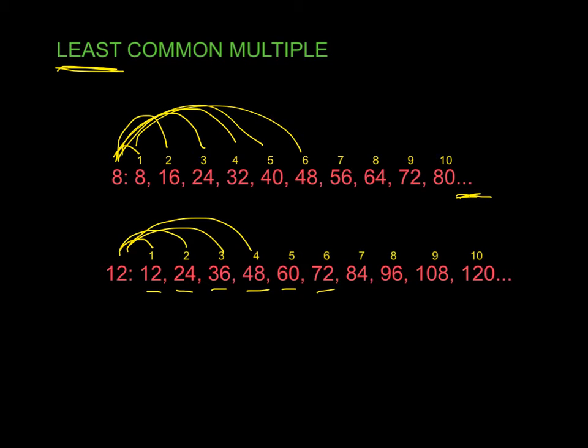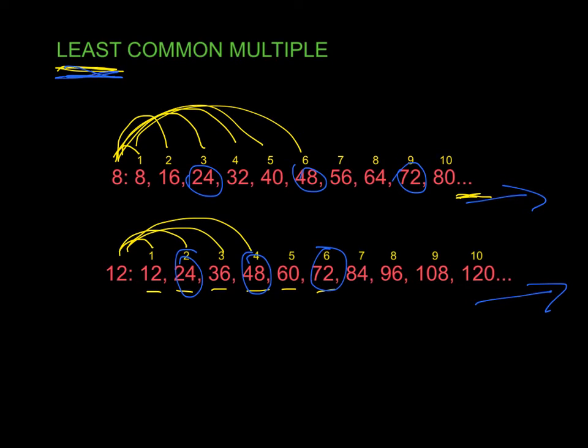And then what we'd look for is common multiples. Common multiples being things like 24 here, 48, 72, and then there would be other ones further out this way. But we're looking for the least and the lowest, so we don't need to count anymore, because we have this here. 24 is our least common multiple between 8 and 12.